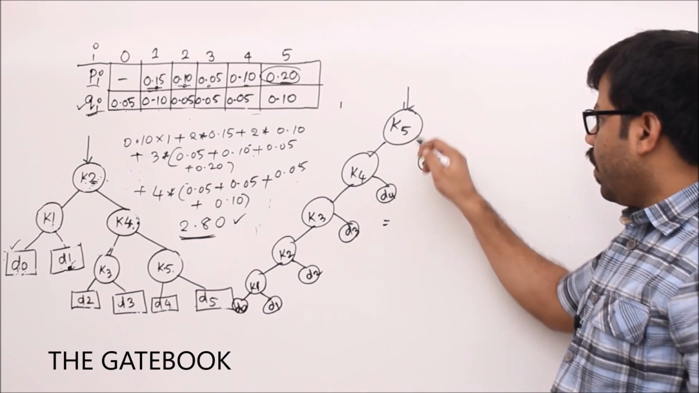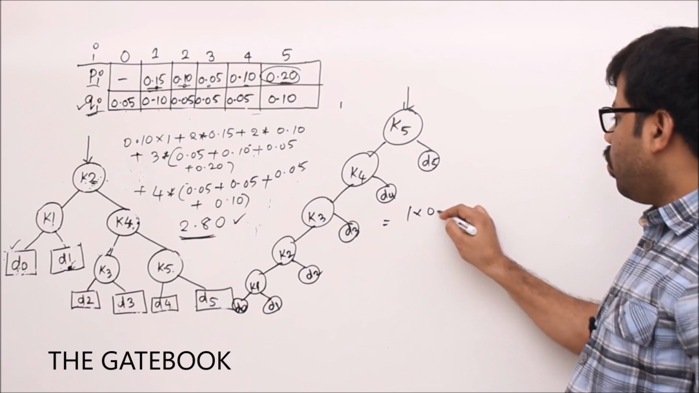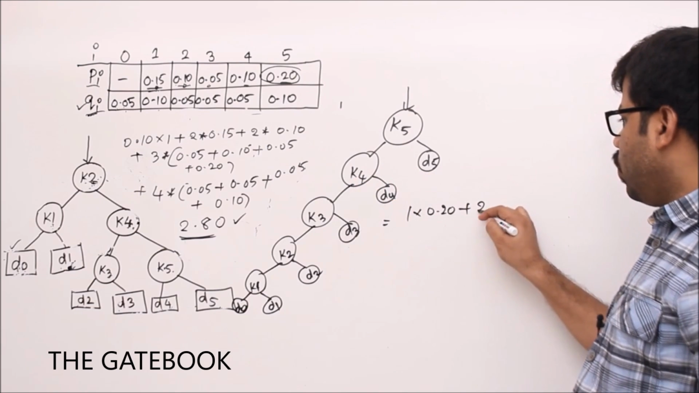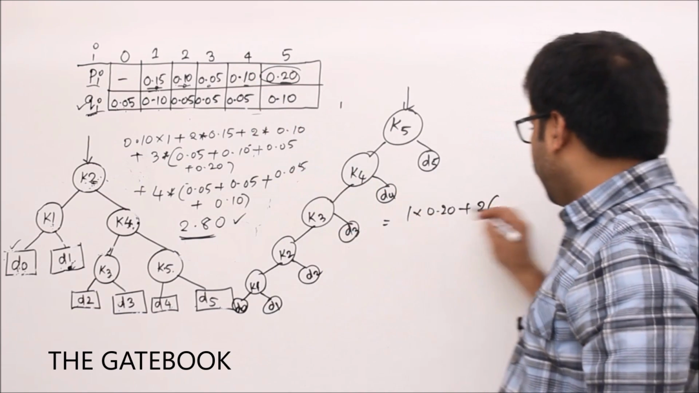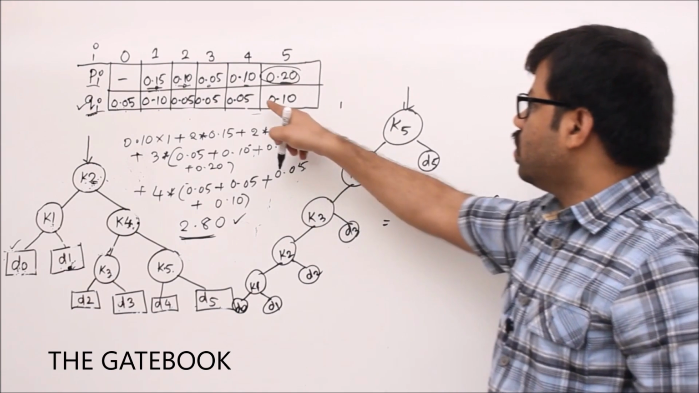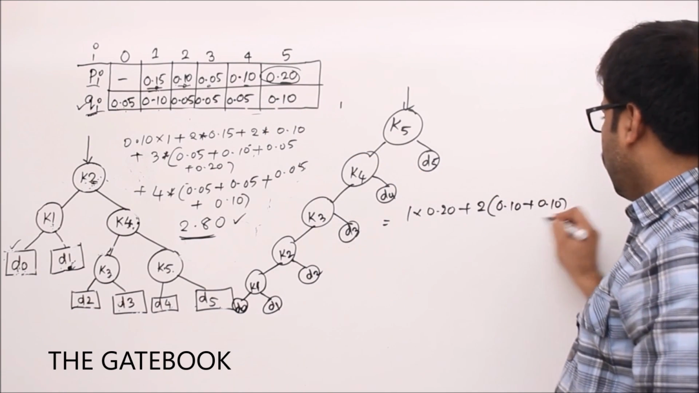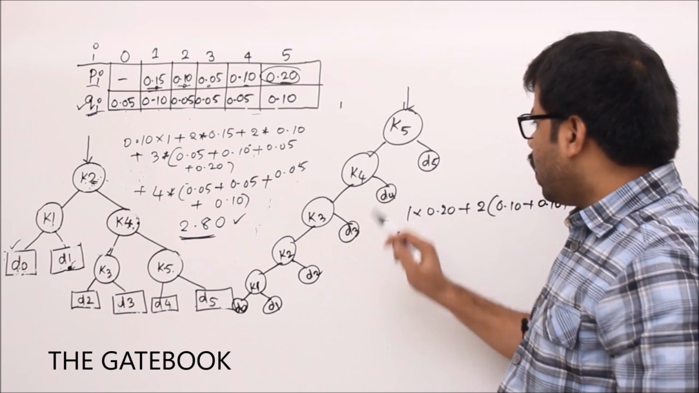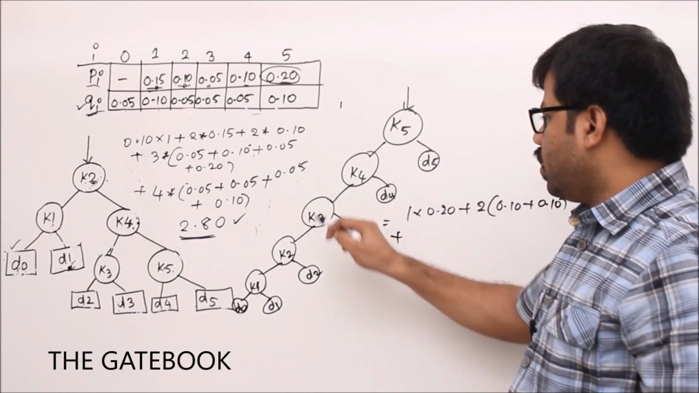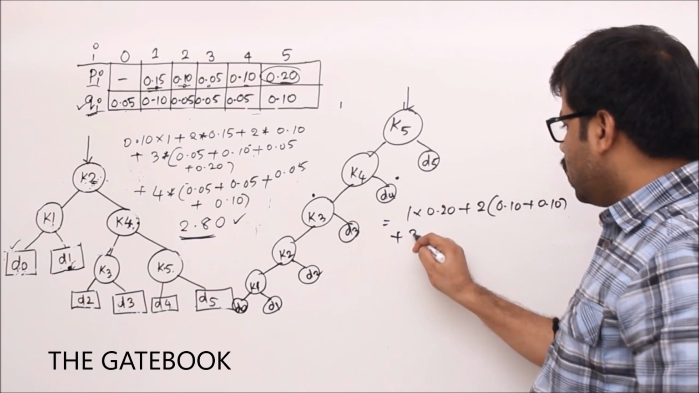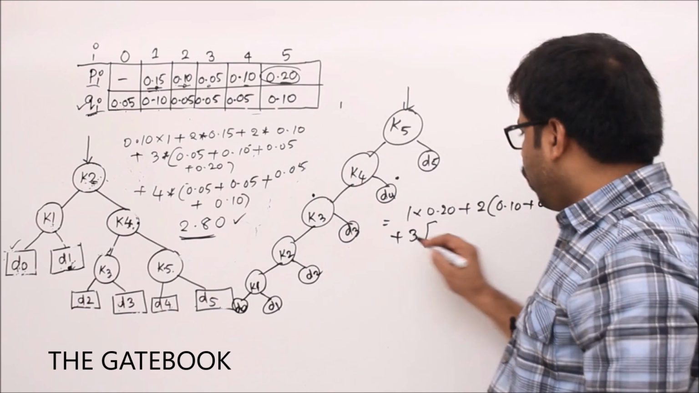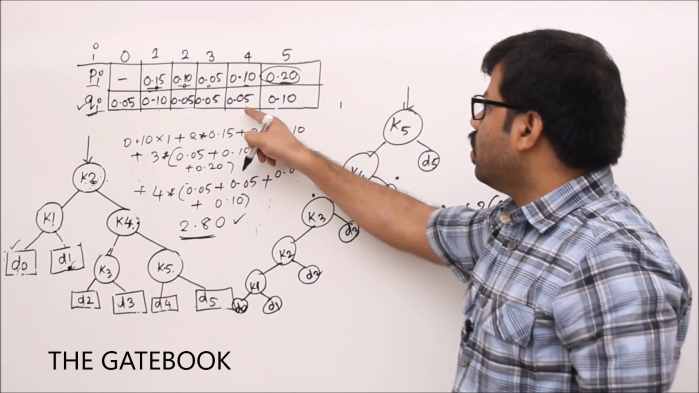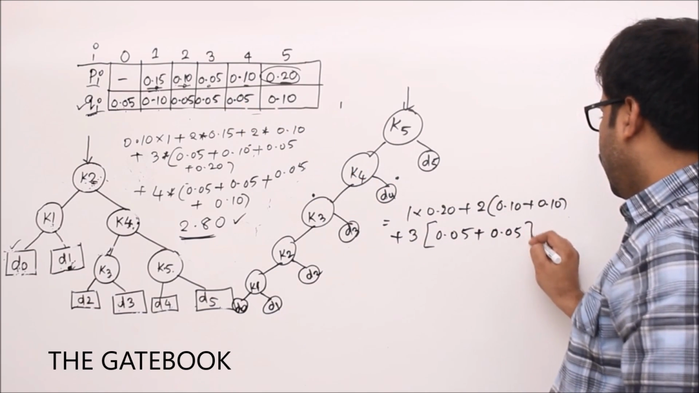So the cost of K5 is 1 into frequency 0.20, plus K4's cost, and D5's cost is the same, 2 into K4's frequency 0.10 plus D5's frequency 0.10, plus the next level. It would be the next level. So K3 and D4, correct? 1, 2, 1, 2, yes. So mark these two, and the cost is 3 into K3's frequency 0.05 plus D4's frequency 0.05. Done. Next, go to the next level.